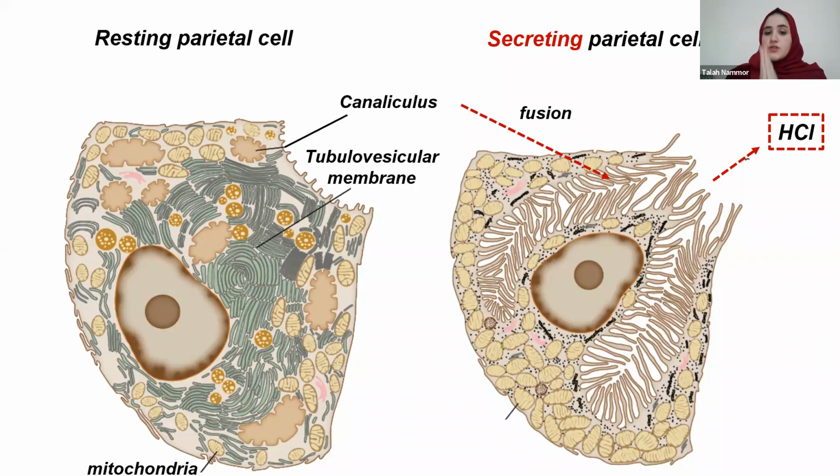So for the parietal cell to start secreting HCl, it undergoes a change in its shape and structure. How does this change happen? The tubulovesicular membranes will bind to the canaliculus. Yes, gastric acid is HCl.